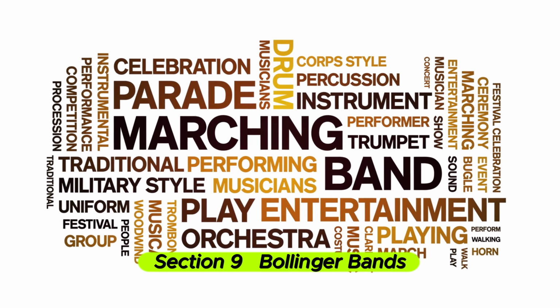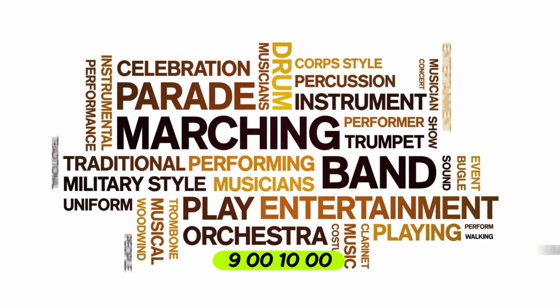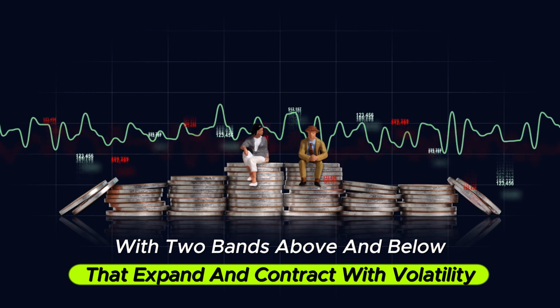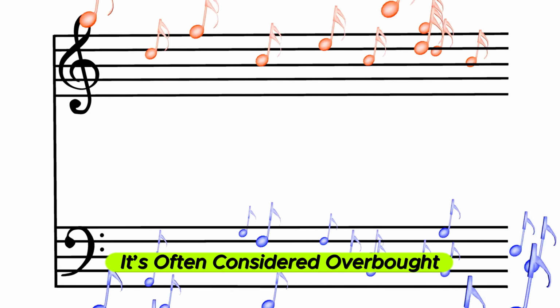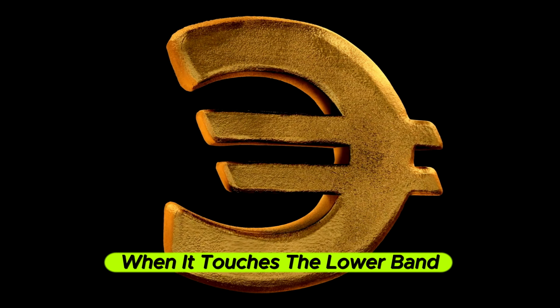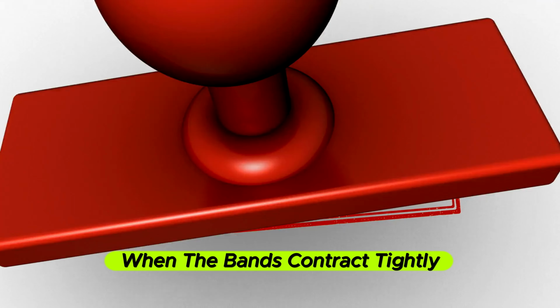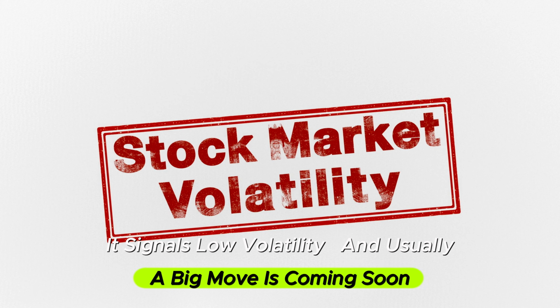Section 9. Bollinger Bands. Bollinger Bands are another popular tool. They consist of a moving average in the middle, with two bands above and below that expand and contract with volatility. When price touches the upper band, it's often considered overbought. When it touches the lower band, it's often oversold. But the real trick is the squeeze. When the bands contract tightly, it signals low volatility, and usually a big move is coming soon.